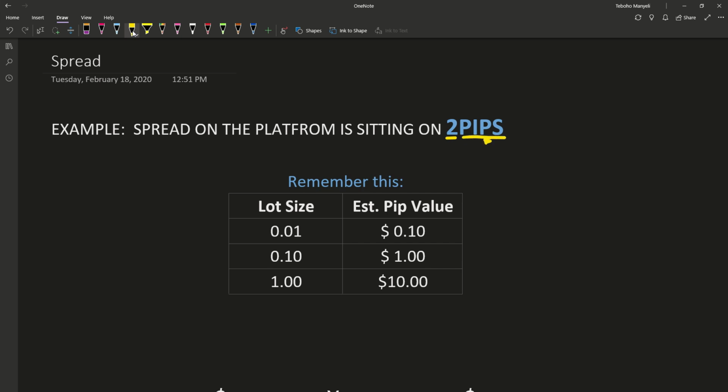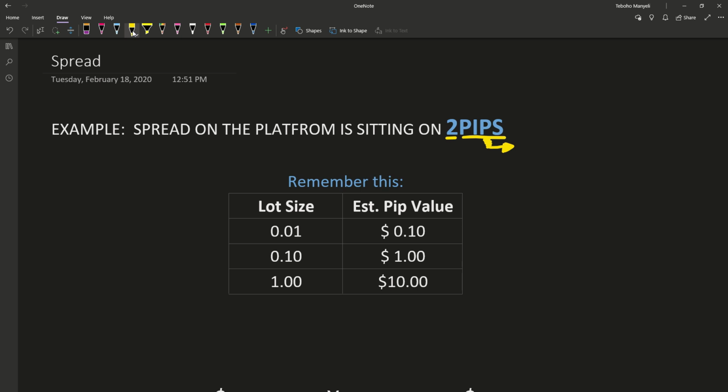Now, key point, spread is charged in pips, and since we understand how pips are related to the lot size and the pip value that you're using, we can then calculate how much spread that you're gonna be paying. All right, which means if you're using a lot size of 0.01, e.g., you will then have a pip value of 0.10 cents per pip. If you use a 0.10, it's $1 per pip. If you use a 1.00, it's $10 per pip.